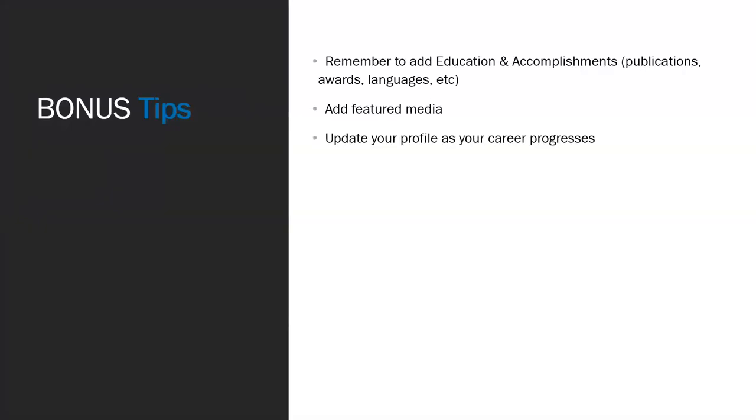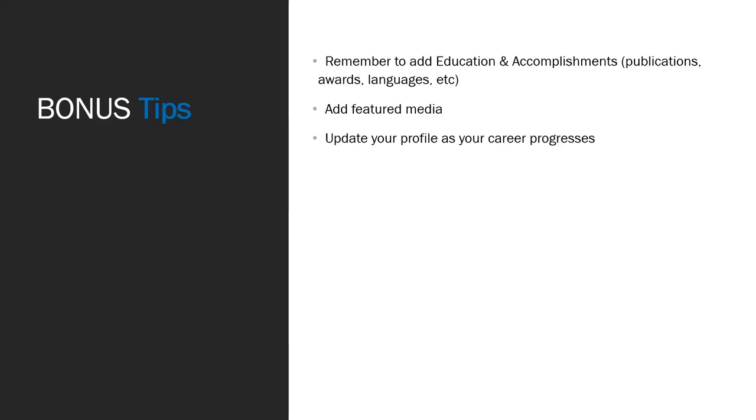Then just some bonus tips. Remember to add education, accomplishments, which would be publications, awards, languages. Remember to add all languages, even if you can speak it broken, because LinkedIn has specific proficiency levels for languages. So you can always add it as an elementary proficiency instead of a native proficiency, like I would do with English, for example.